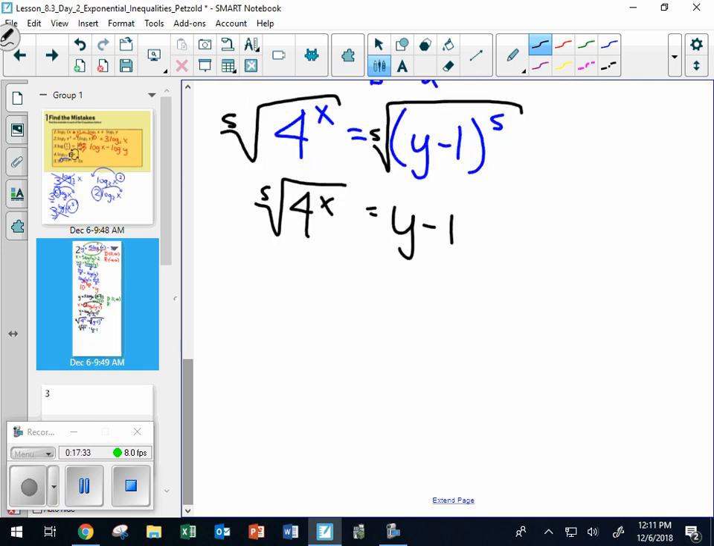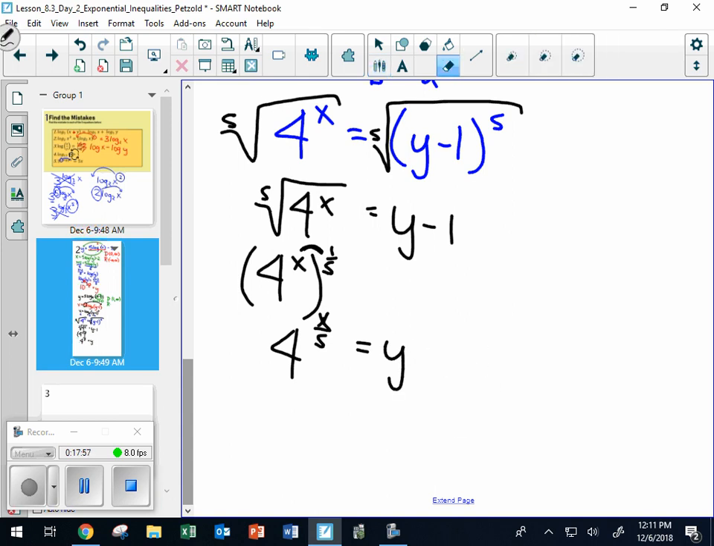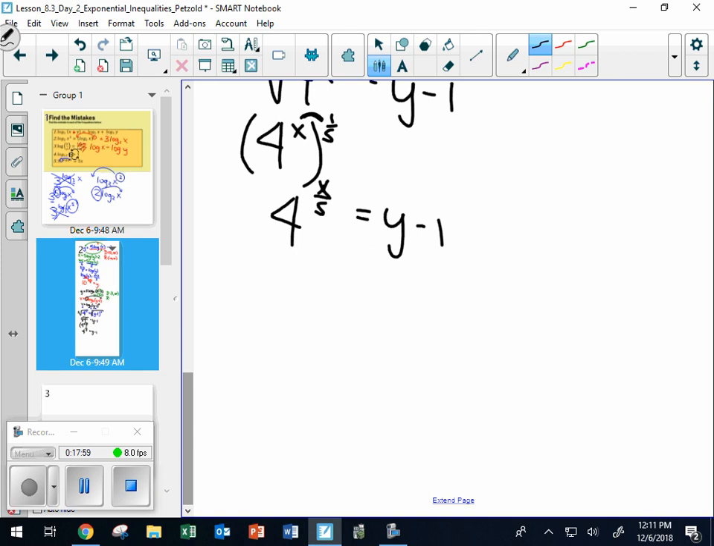I am hearing 1 over 5. So wouldn't that just be the same thing as if I said I have 4 to the x here, and that's to the 1/5? And since there's just a parentheses here, what can I do with those two exponents? Multiply them. So then I have 4 to the x over 5 as my power. And that's equal to y minus 1. And from here, all I have to do is just add 1 to both sides. That's a plus.